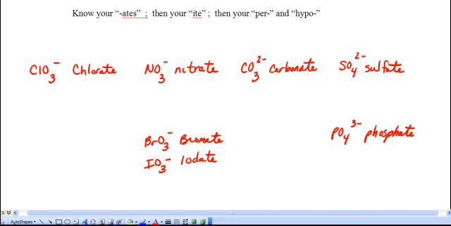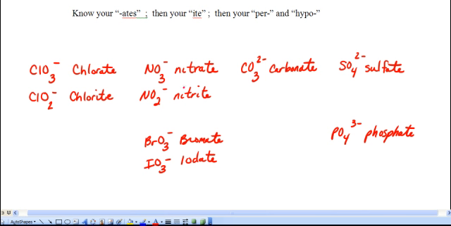Now, once you know your -ates, and there are others, but we're just going to start with those, one less oxygen turns the -ate into an -ite. So if I take the chlorate and remove 1 oxygen, so now it's down to 2 of them, we call that chlorite, with an -ite. Similarly, if you remove one oxygen from nitrate, you get nitrite.